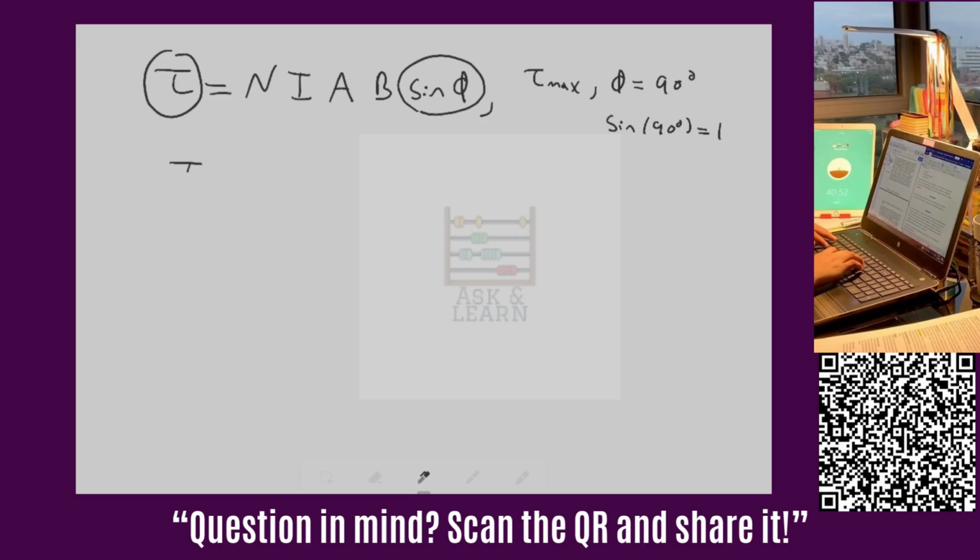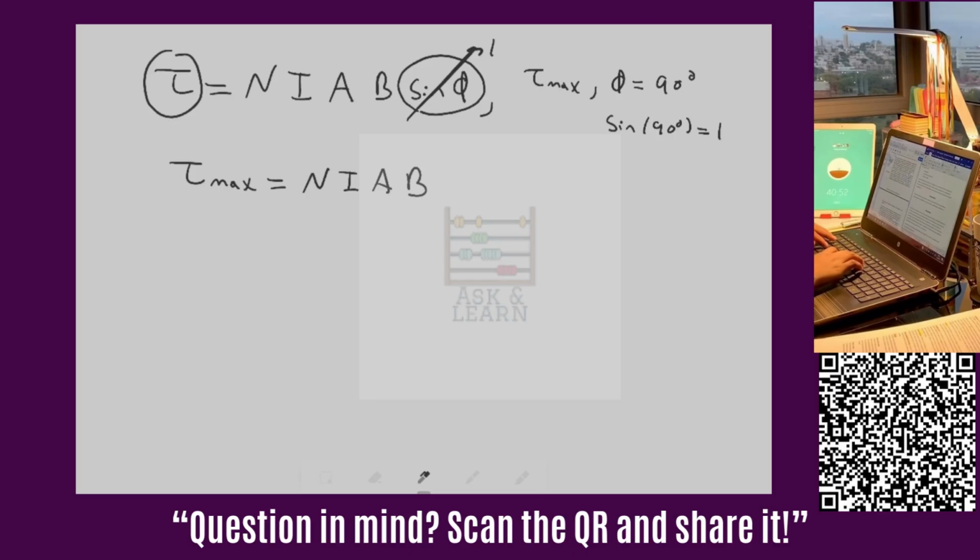So we're going to get an expression for the maximum torque that this coil is going to feel when we have a phi of 90 degrees plugged into sine, and that just means that's going to go to 1, and we have an expression of NIAB that gives us the maximum torque the coil experiences.